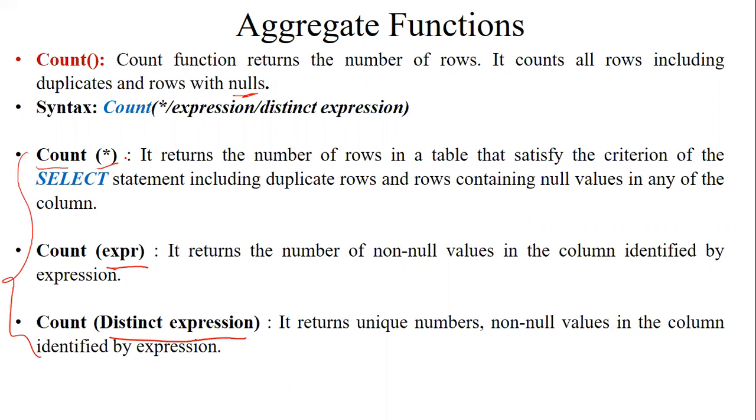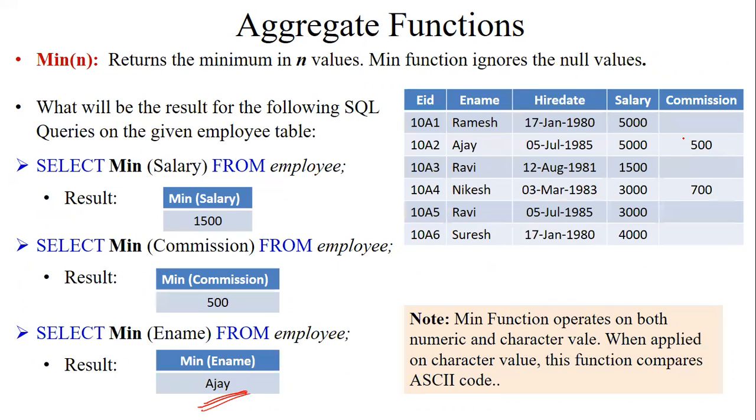Whenever you want to count the number of rows, whether the rows contain null values or any other value, you can use count asterisk, which will include the null values also and count all the rows. If you specify a specific column that you want to count, it returns the number of non-null values. In this case, null values will be ignored. Suppose you are going to count the non-null values in the case of commission, so count commission.